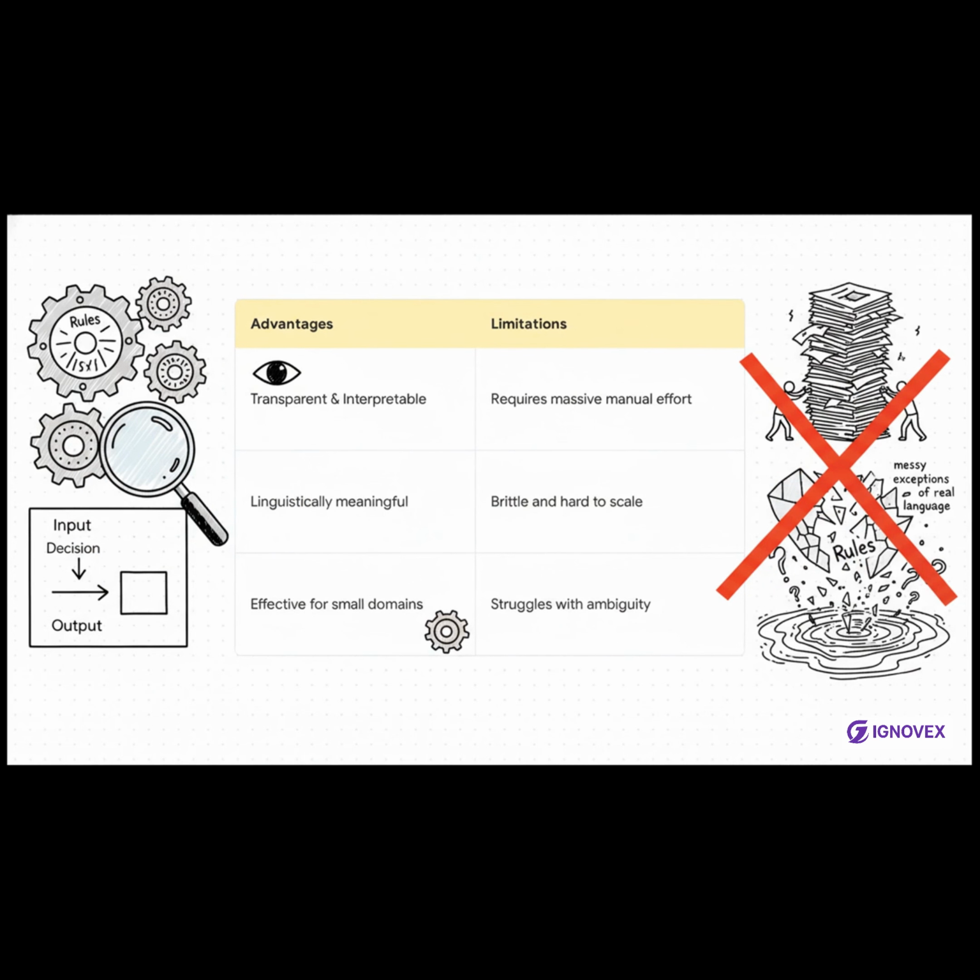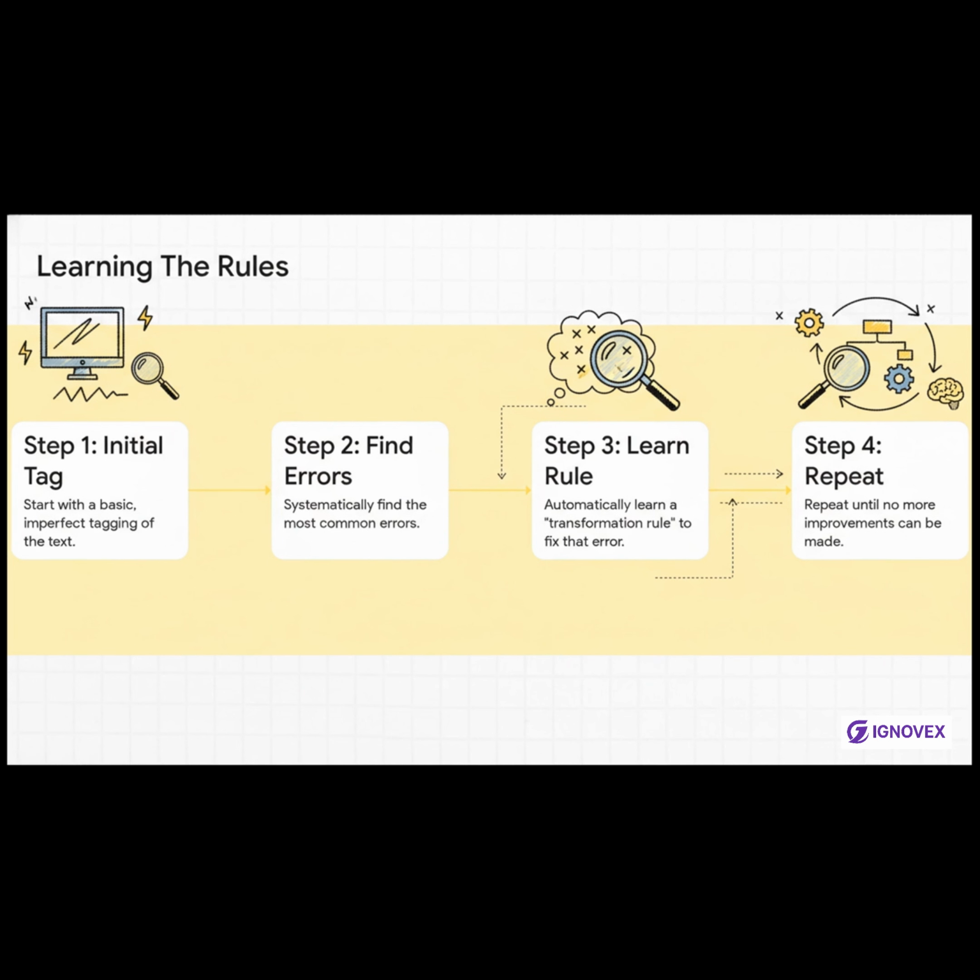But as you can imagine, this approach had some major pros and cons. The big advantage was that it was totally transparent. You could literally open up the code and read the rules the computer was following. But the downsides? Whoa. The manual effort was just astronomical. And the rules were so brittle. The second they came across slang or an exception to the rule, which language is full of, the whole thing would just break. So that led to a really clever evolution.